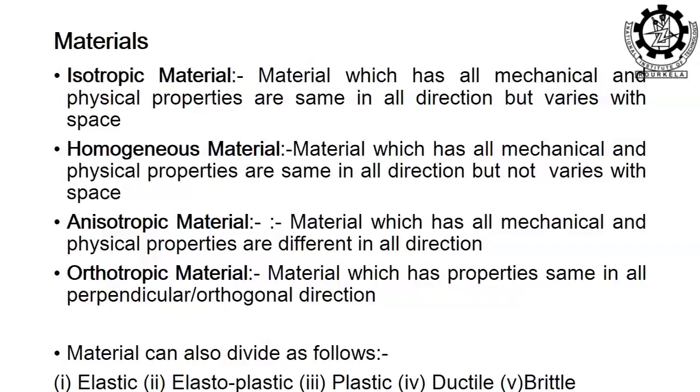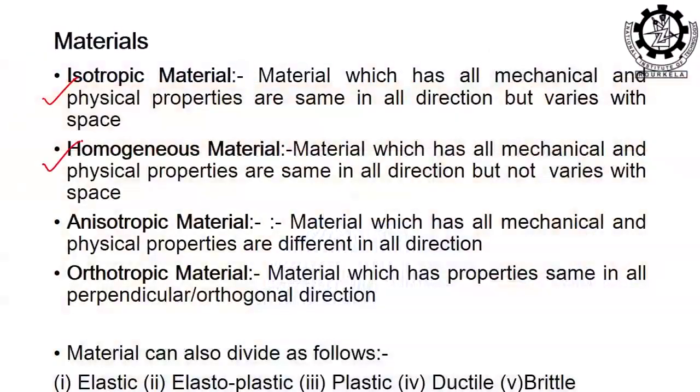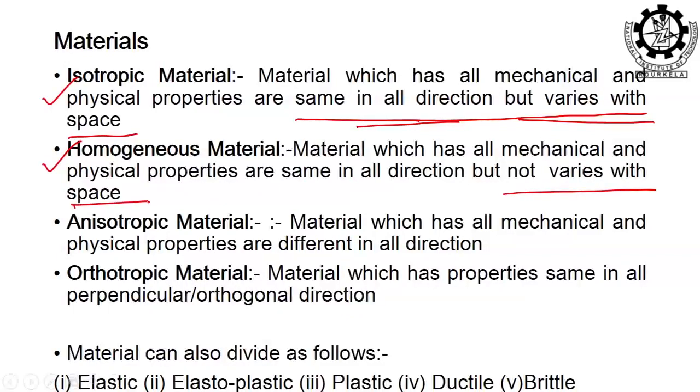In strength of materials, or the mechanics of materials that we are going to discuss, we have a set of assumptions, and all these analyses are based on them. The material has to be isotropic as well as homogeneous. Isotropic means it is the same in all directions, but varies with space. However, homogeneous material has all mechanical and physical properties the same in all directions, and does not vary with the space. What does it mean by varies with the space?